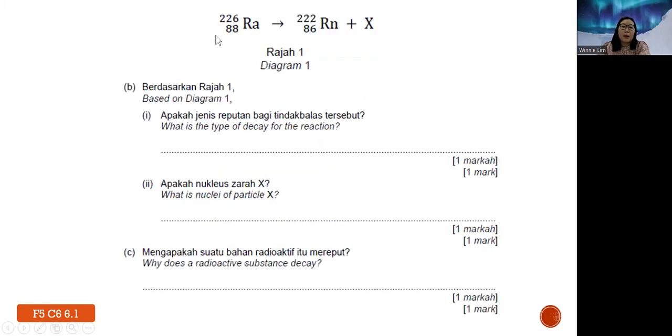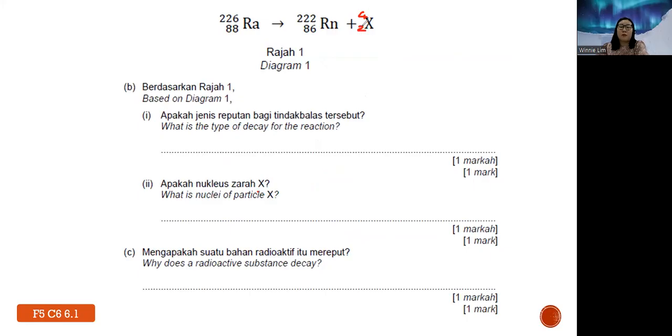Next, part B. Based on Diagram 1, what is the type of decay for the reaction? In order to know the type of decay, you have to know what X is. As you know, you have to balance the equation: left side equals right side. The left side is 226, the right side is 222 plus 4, so you get 226 back. Similarly, for the bottom numbers, here is 2.